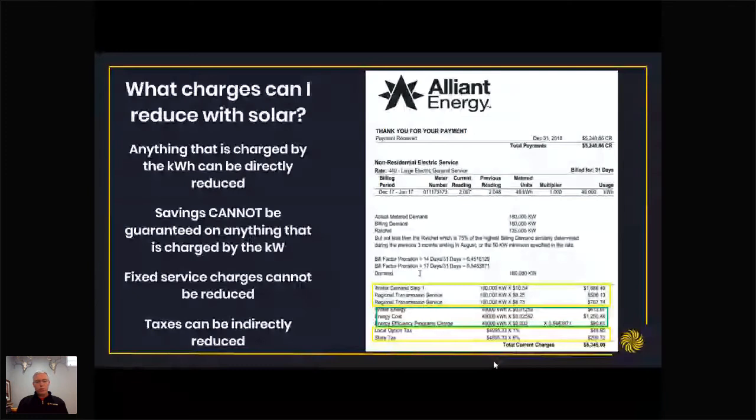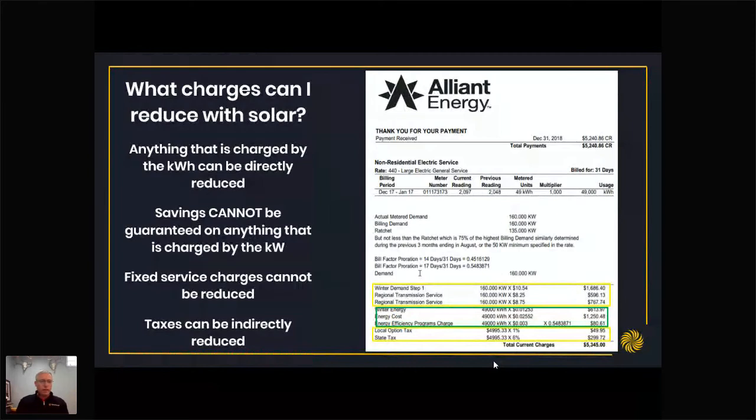So just the same as with any other billing code, any fixed service charges can't be reduced. Typically, you don't have fixed service charges on the Alliant demand billing codes anyway. And just like before, the taxes can be indirectly reduced. So you'll see what I've squared there on this bill. The portion in green that you can definitely reduce or remove completely from solar energy is actually only a small portion of the bill for those demand customers.